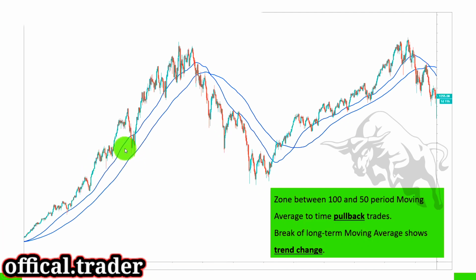Here you have a much deeper pullback, but the market has never broken below the 100 period moving average. It tested it twice and then the continuation happened. So as long as the market stays within this zone, the uptrend is technically not over yet, but you may start looking for uptrends.